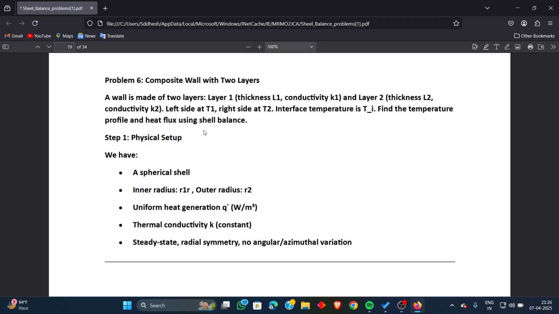So again, step 1 that we are going to solve here is physical setup. We have a spherical shell. Inner radius is R1, outer radius is R2. Uniform heat generation, q dot in watt per meter cube, thermal conductivity K constant, steady state, radial symmetry, no angular or azimuthal variation.